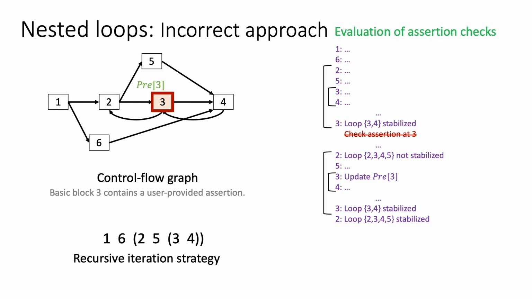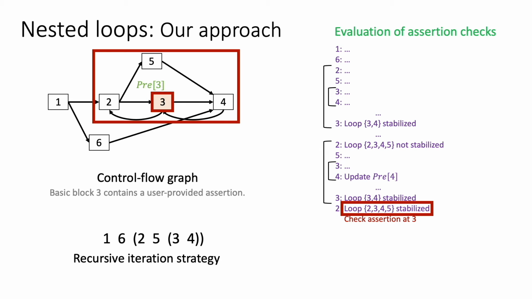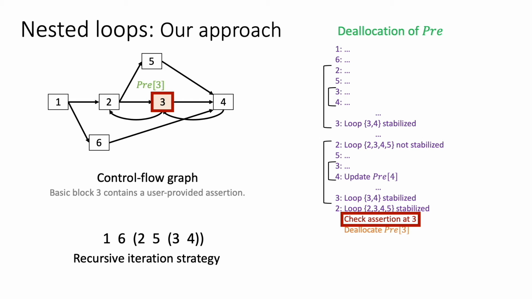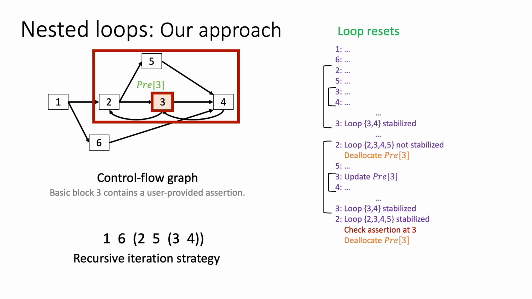Now the evaluation points for the assertion checks must change as well. It should wait until the stabilization of the outer loop. Consequently, the deallocation of pre-3 must be delayed as well. Like how the allocation of pre-3 happened at the beginning of each inner loop iteration, the deallocation also happens at the beginning of each outer loop iteration.